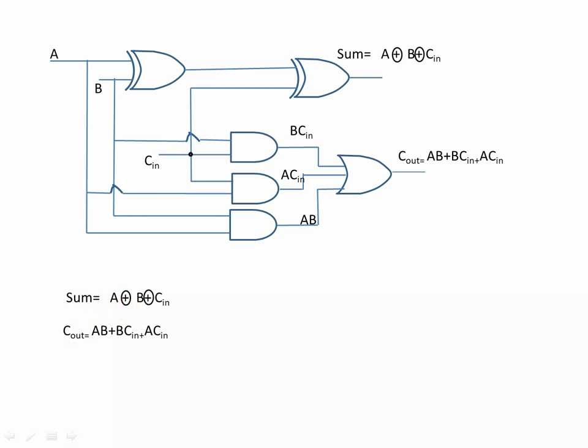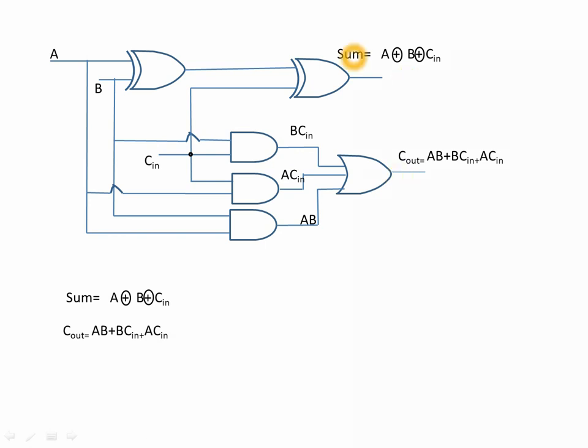For sum, A exclusive OR B. To get A exclusive OR B, we take one exclusive OR gate, and for A exclusive OR B exclusive OR C in, we take another exclusive OR gate. And to realize the C out, carry out, we take 3 AND gates and 1 OR gate. In those 3 AND gates, to realize the AB, BC in, AC in. And to realize AB plus B C in plus AC in, we take the 1 OR gate.